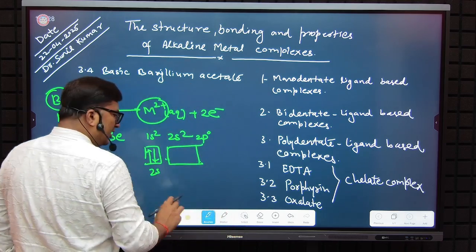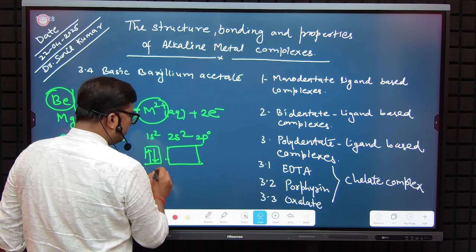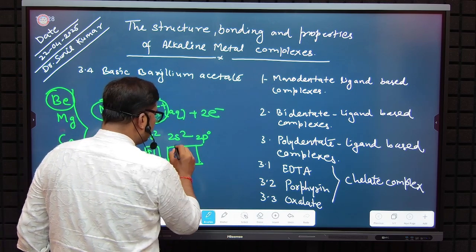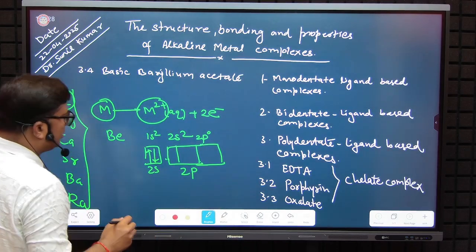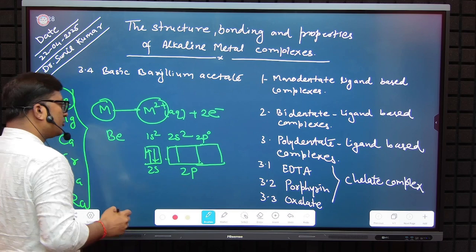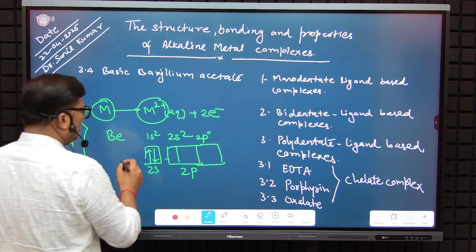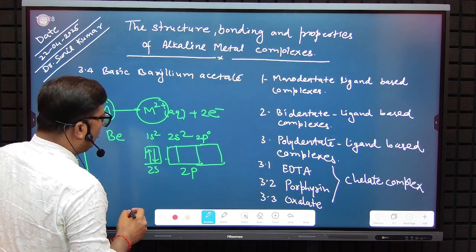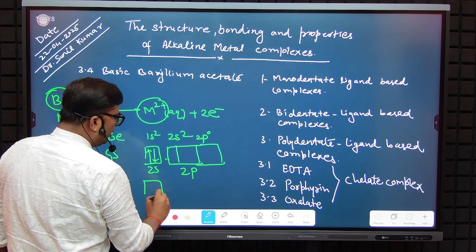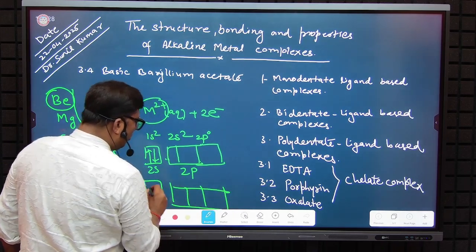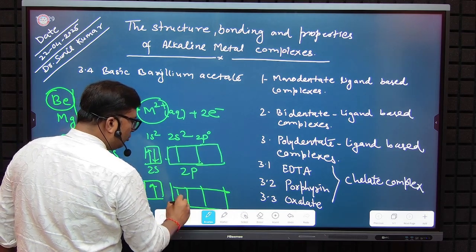So this is your 2s and this is your 2p, right? This is the complete valence shell configuration. Because of the presence of 2 paired electrons in the s orbital, it does not form any covalent bond in the pristine metal state. This is the ground state configuration, and the excited state configuration is like that, right? One electron is excited to the 2p orbital. So now it has 2 unpaired electrons.